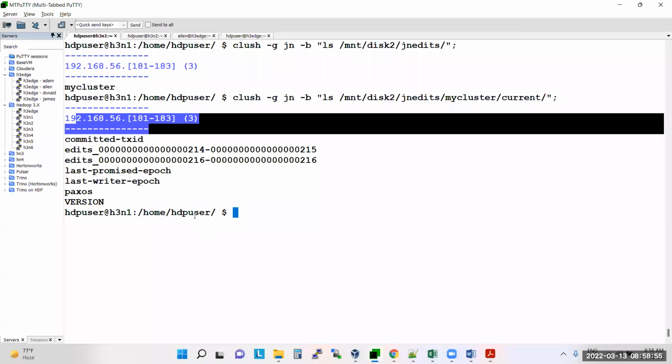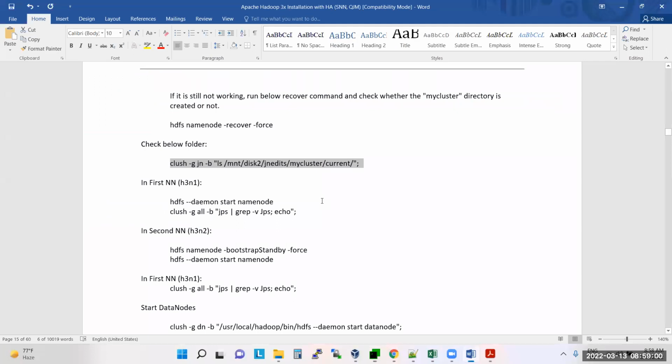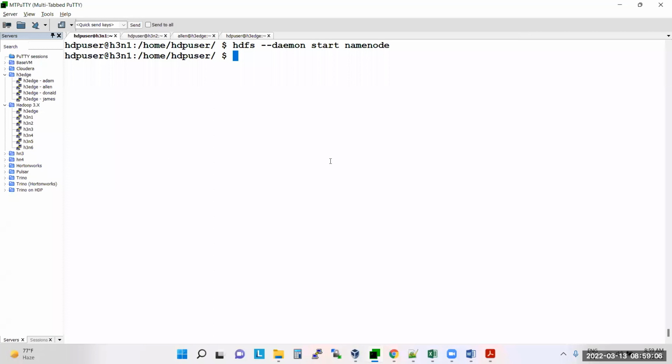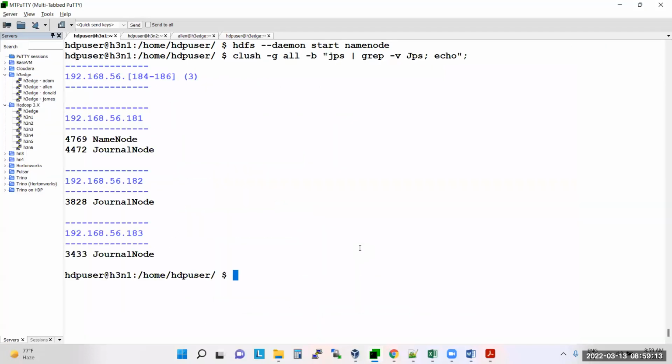Now I'm starting the first name node, guys. Now you run the cluster command. At this moment, what all is running? One name node is running. Three journal nodes are running. Correct? Yes, sir. Journal nodes are running.